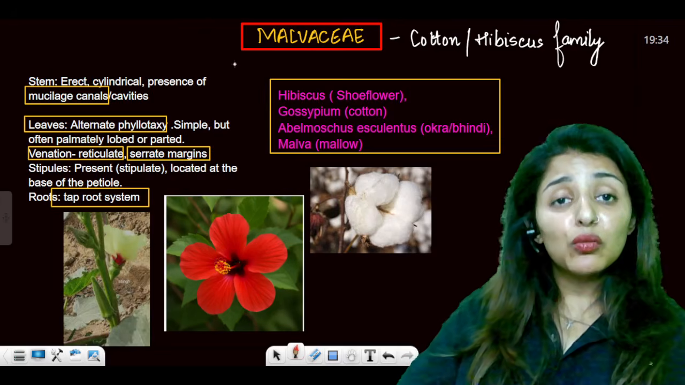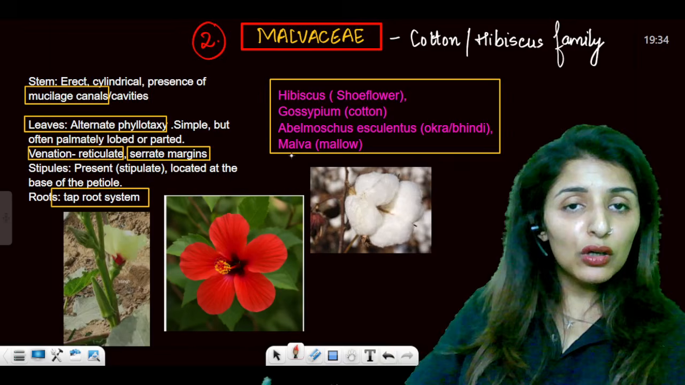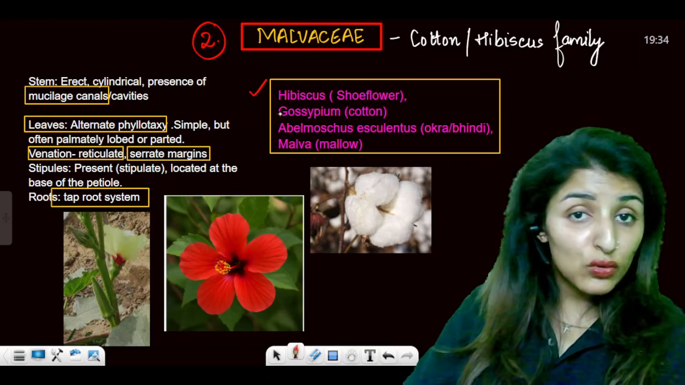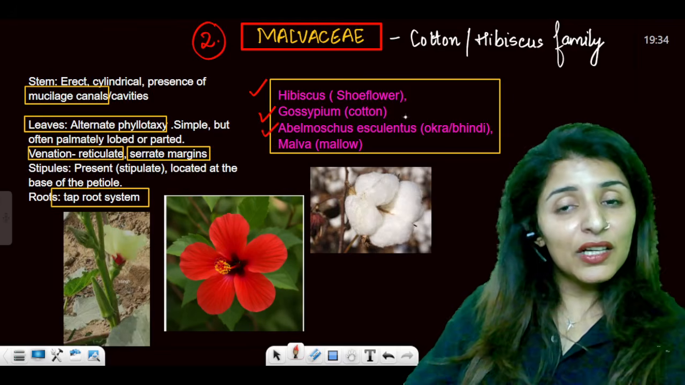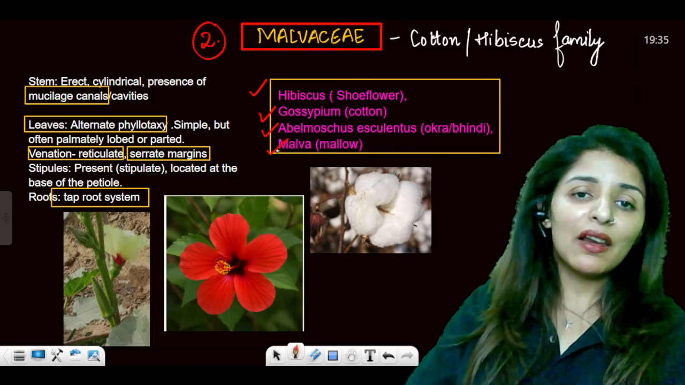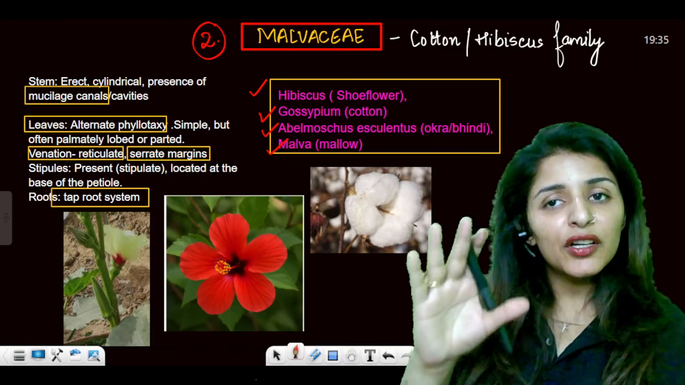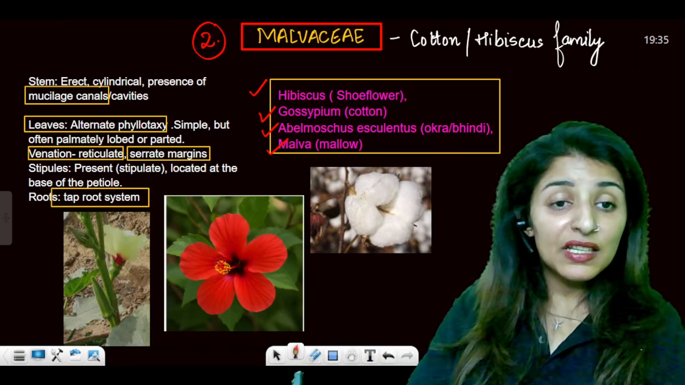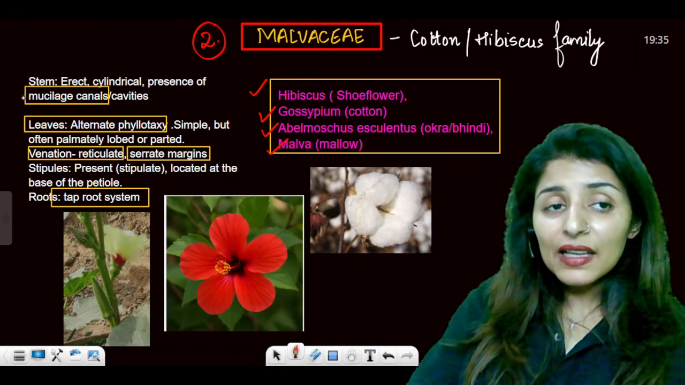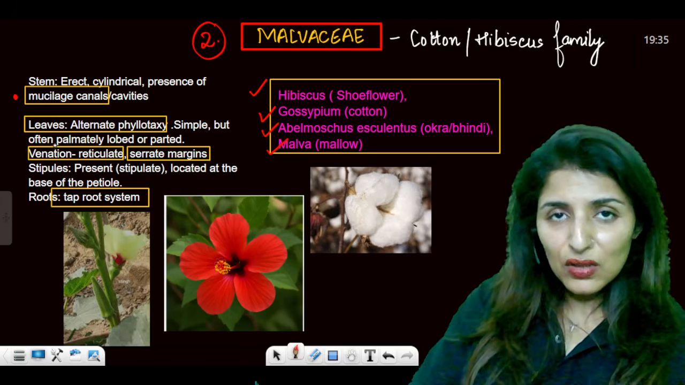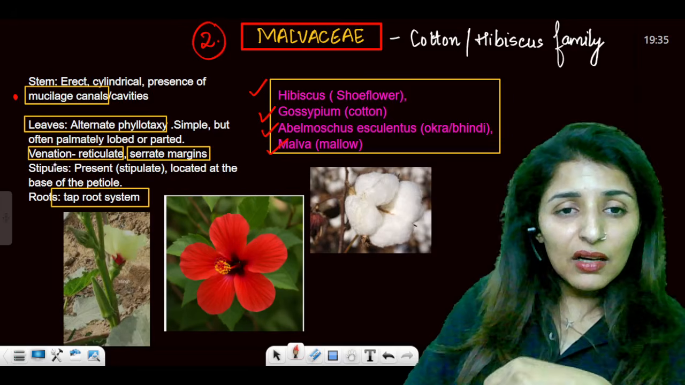So guys, now moving on to the second family, which is the Malvaceae family. So Malvaceae includes your hibiscus, that is China rose or shoe flower, Gossypium, that is cotton, Abelmoschus esculentus, which is bhindi or okra, and Malva or mallow fruit. So all these come under Malvaceae. So we call it a cotton family or a hibiscus family. You can see the flowers here. Now the stem is erect, cylindrical, but there are characteristic mucilaginous canals or cavities present. So there's that mucilaginous secretion from these flowers.